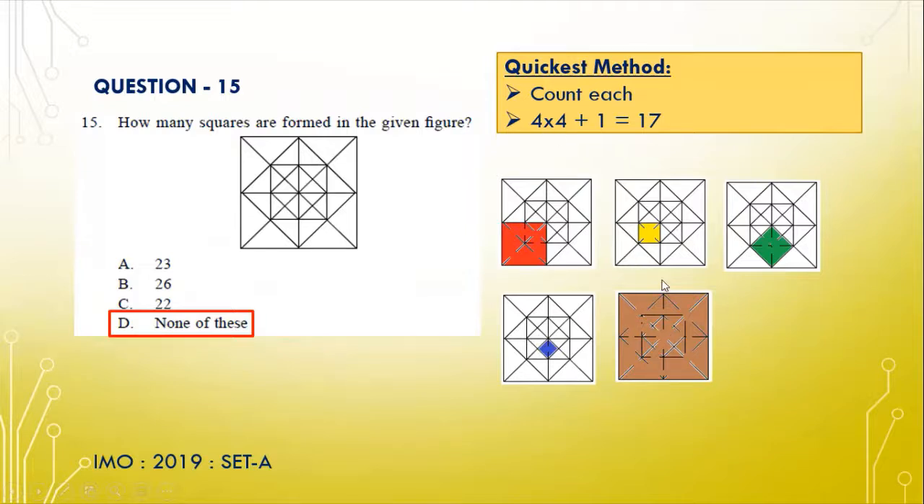And the bigger square, the outer bigger square will be 17. Isn't it? So it is none of this 23, 26, 22. I think it is 17, but none of these options answers.